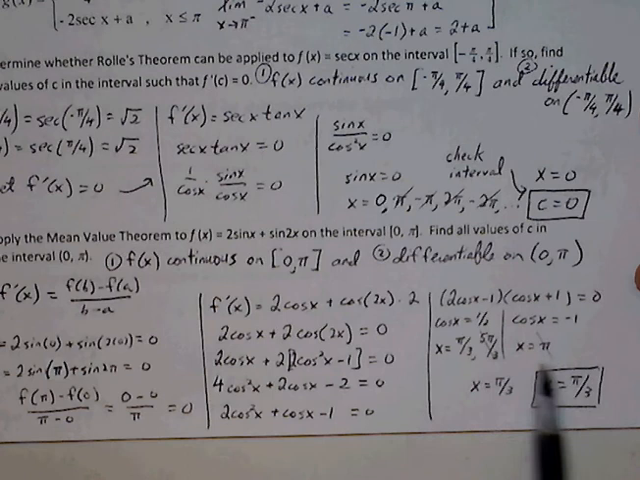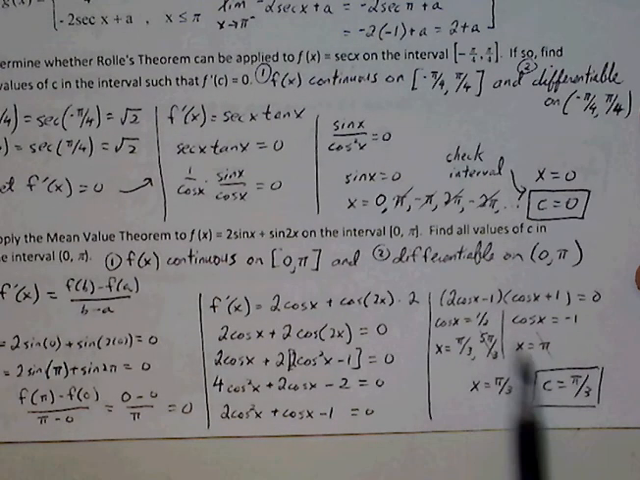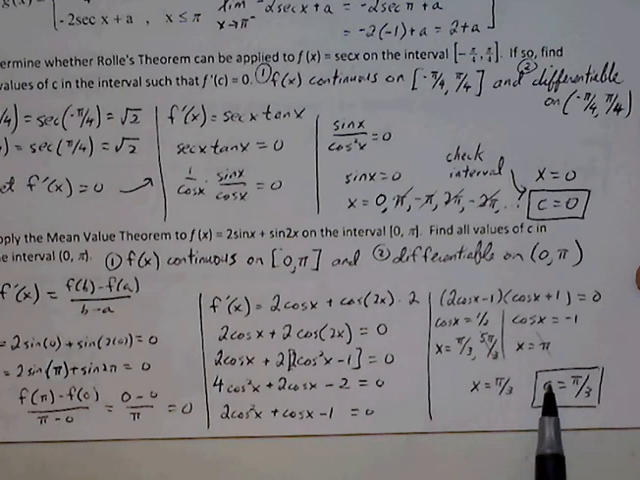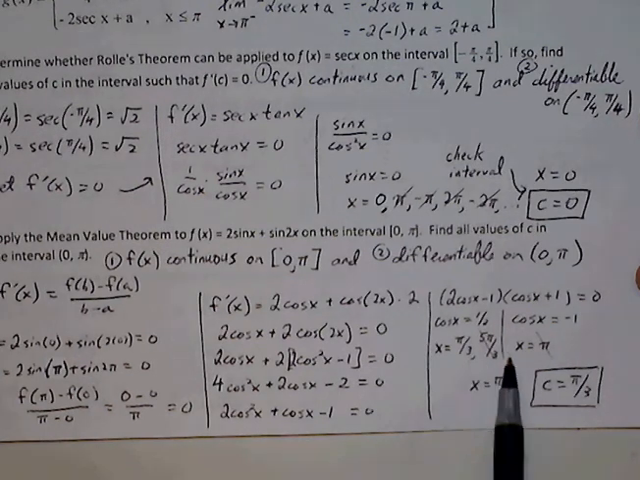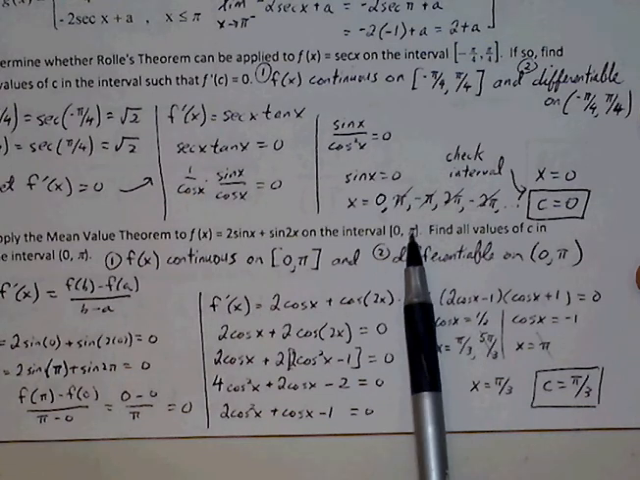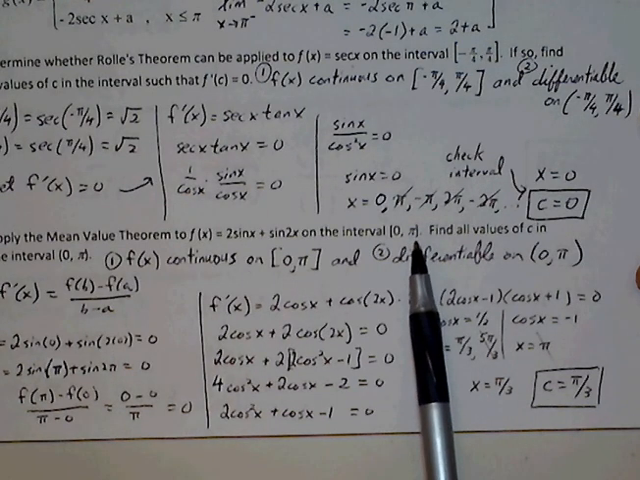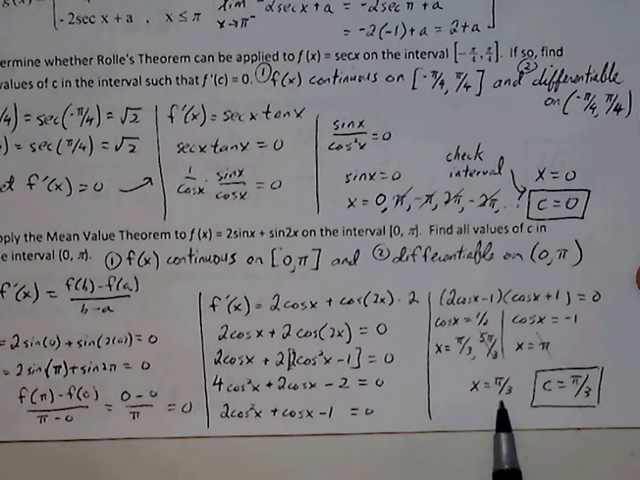But we've got to always check with our interval. We're guaranteed 1, but if there's anything more than 1, we have to make sure that they're inside our interval. 5 pi over 3 is outside our interval, so we take that out. Pi is also on the interval, well, it's on the endpoint, so we can't include that. The mean value theorem and Rolle's theorem only guarantee a c-value that is between the endpoints. So x is pi over 3. Pi over 3 does lie between 0 and pi, so c is equal to pi over 3.